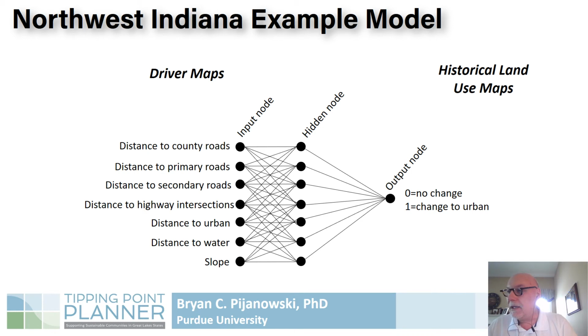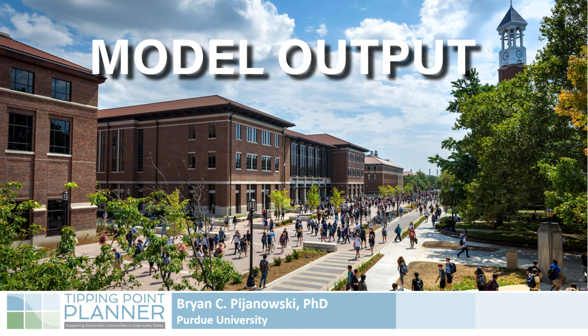This gives you an illustration of how the neural network is actually configured within the software. So we have what we call these driver maps, so distance to county roads. For every pixel in our map, we have a value. These values are then passed through nodes and connection points here that have values through a hidden node and eventually to an output node where we tell it change or no change occurred at that location over a historical time period. So let's take a tour of the model output for Northwest Indiana.